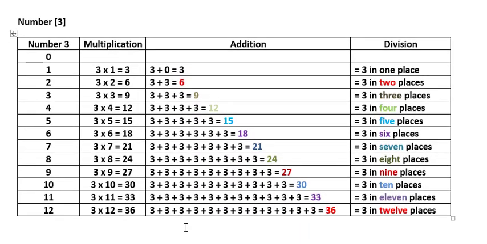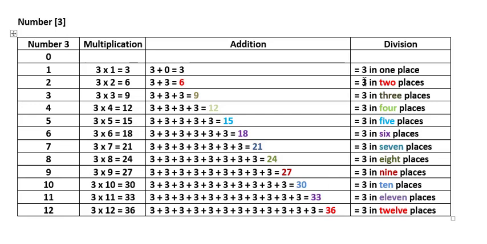So we'll go to the third one. Look at the third one. We have 3. 3 times 1, that means 3 in 1 place. 3 times 2, that means 3 in 2 places. We are adding it on the right hand side. 3 times 3, that means we have 3 in 3 places. 3 times 4, we are saying 3 in 4 places. And we can add it until 12. So we have 3 times 12. We are saying 3 in 12 places, and that gives us 36.